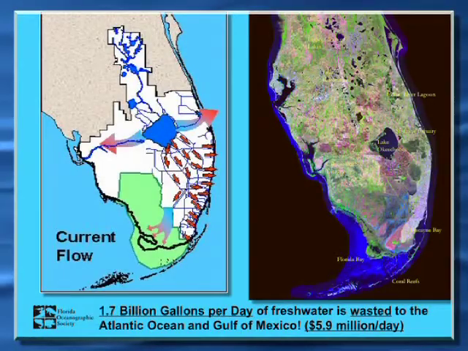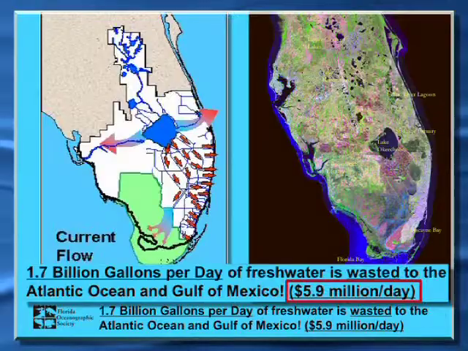So literally, we're discharging or putting out to the Atlantic and Gulf more fresh water than we actually consume. And there's a cost to factor that, maybe about $6 million a day. So what does that do to these big systems?